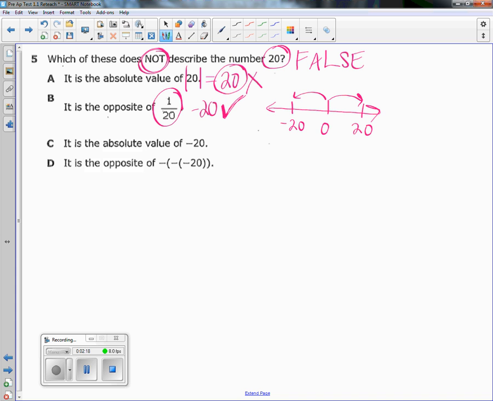So C, it says the absolute value of -20. So absolute value is our distance from 0, not direction. So how far away from 0 is -20? It is 20 spaces. So that one does work, therefore it's not our answer.